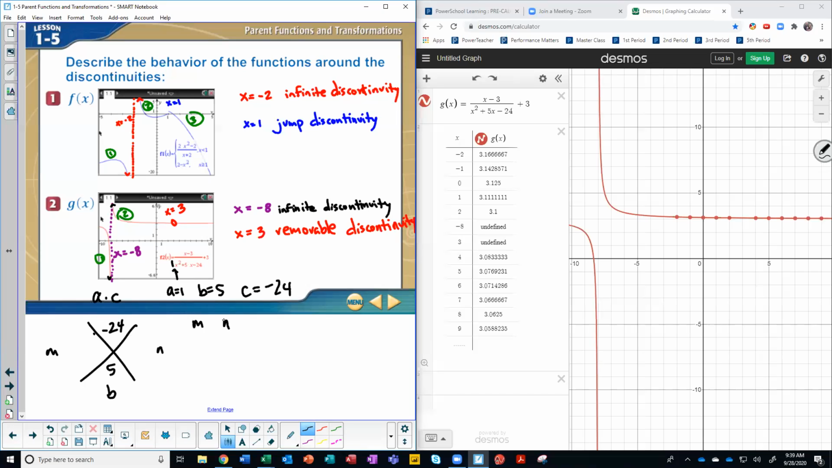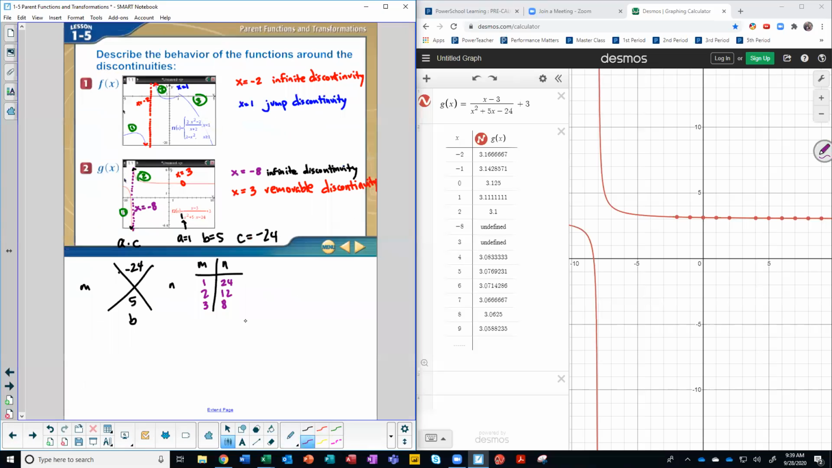So if I did my chart, I'll list them out. The options are 1 and 24, 2 and 12, 3 and 8. And as soon as I see this 8, I know 8's got to be the number, but I'll keep going. And there's also 4 and 6. Those are the numbers that can multiply to give you 24. The only ones that could somehow combine and give you 5 are 3 and 8. These could give you 5 if it was 8 minus 3. So our numbers were 8 minus 3.